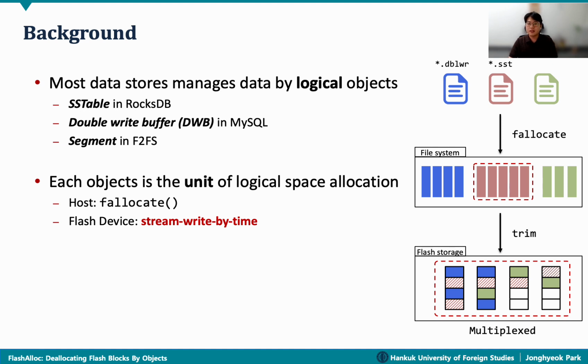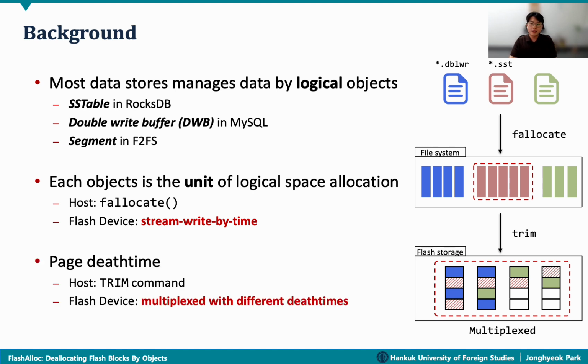Unfortunately, the storage has no way of knowing the logical allocation information of the object because it simply follows the stream writes by time policy. Also, when an object is overwritten or discarded by a stream, all its data pages tend to be invalidated together at once, having the same death time. However, flash blocks are multiplexed with pages with different death times. This incurs huge write amplification.